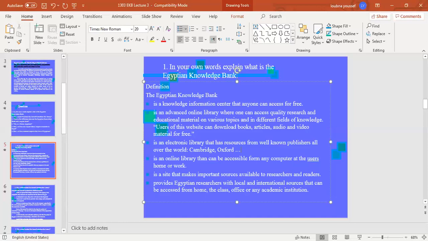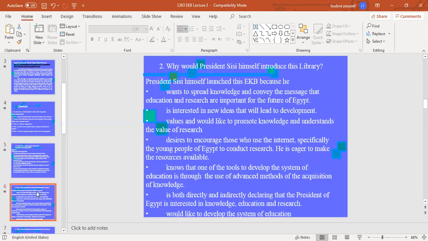Now, another possible answer is the Egyptian Knowledge Bank is a site that makes important sources available to researchers and readers. And the last possible answer is the Egyptian Knowledge Bank provides Egyptian researchers with local and international sources that can be accessed from home, from the class, from the office, or from any academic institution. Now, this is question number one.